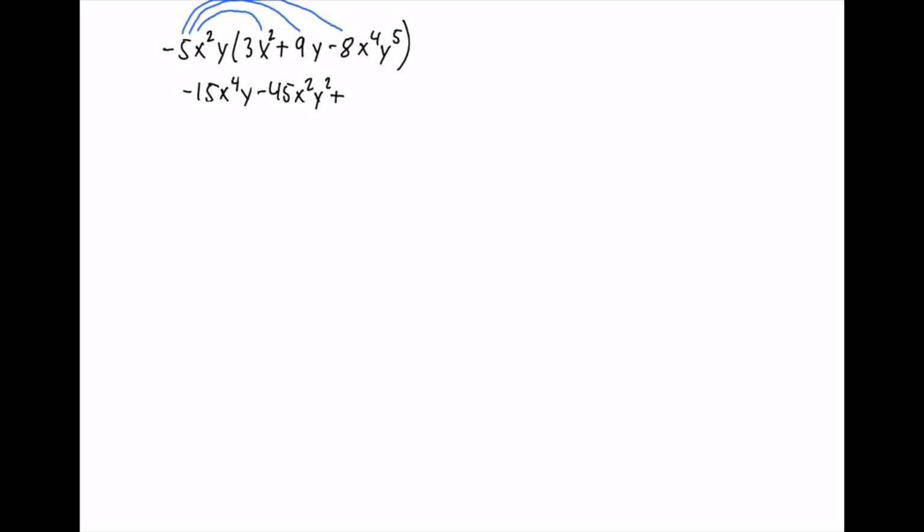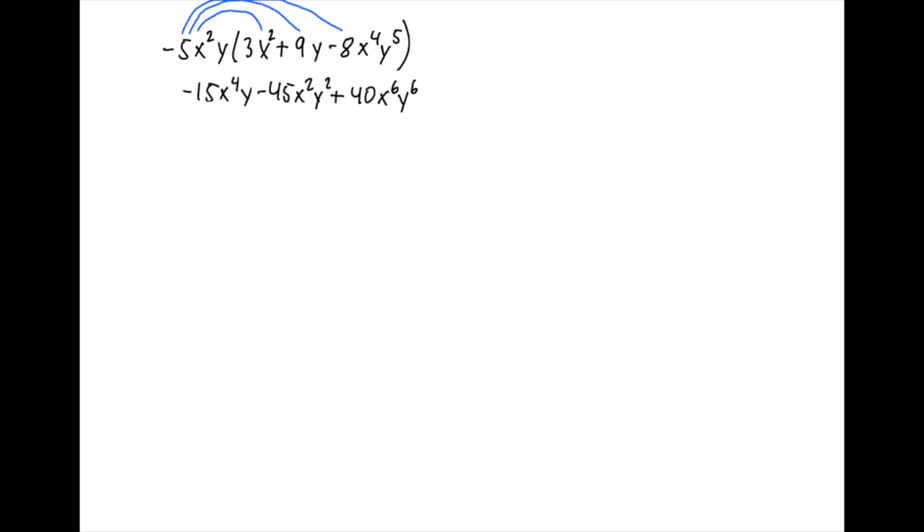Then 5 times, then x squared times x to the 4th, 2 plus 4 is 6. So x to the 6th. And then y times y to the 5th, so 1 plus 5 is also y to the 6th.